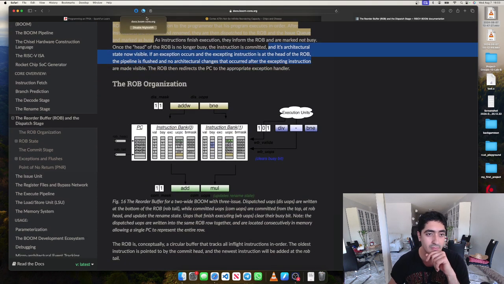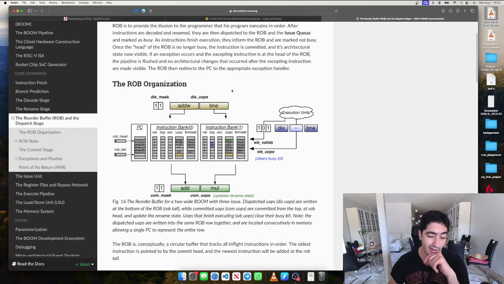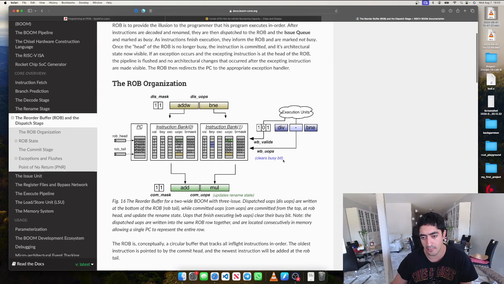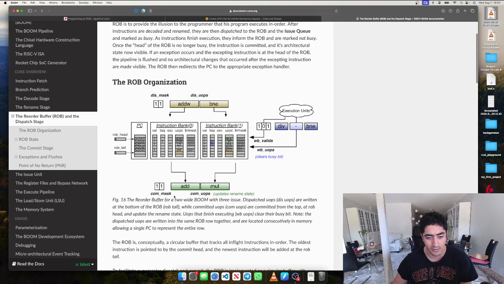So I'm gonna go blind, but here we go. So you have your PC, you have your ROB head, you have your ROB tail. You have an instruction bank, and you have an instruction bank 2, 0 and 1, and then it clears the busy bit, and then you have com mask, com uops, this mask, this uops, execution units.